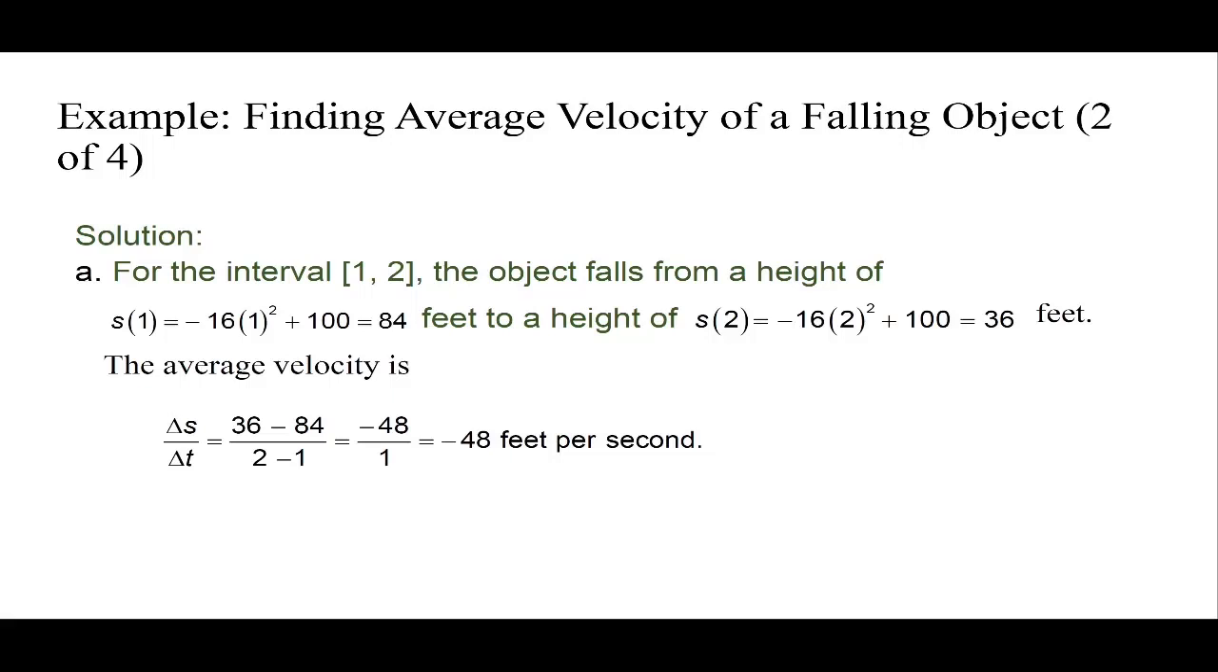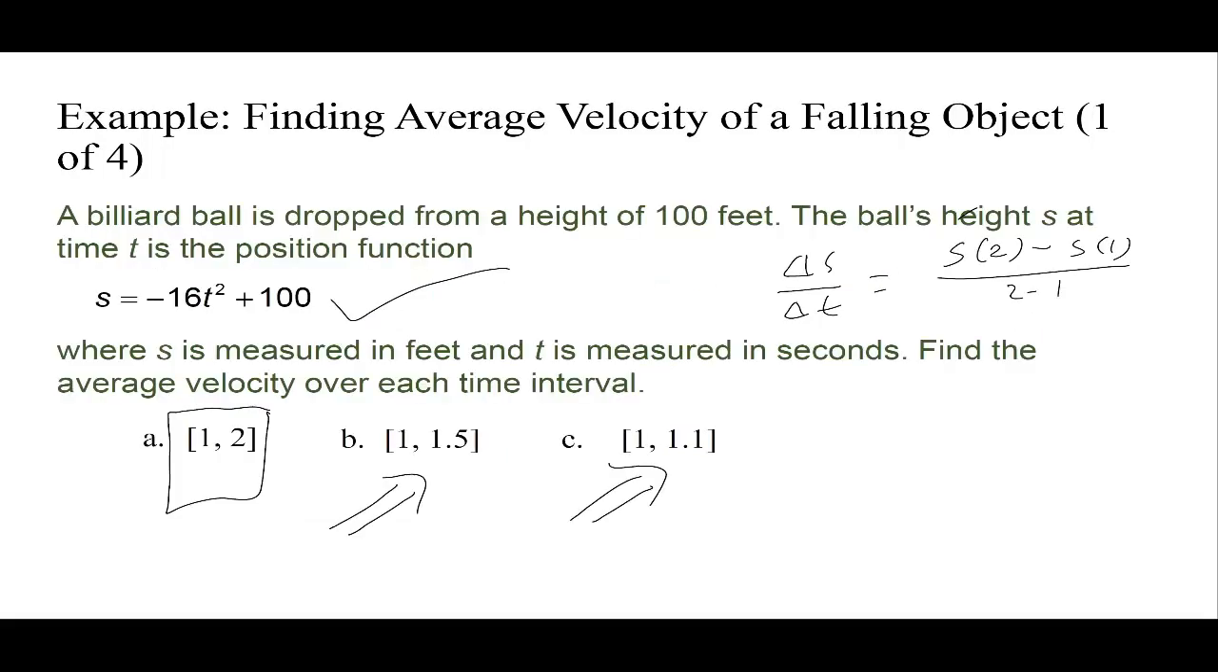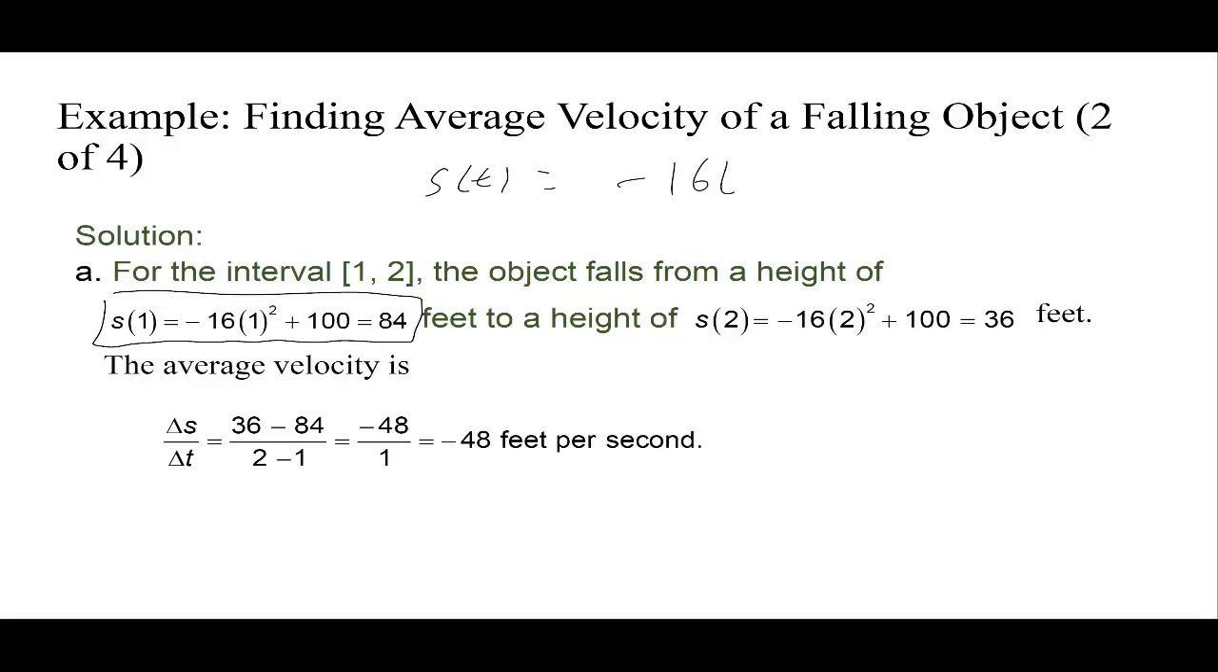If you use this position function, s of t equals negative 16 t squared plus 100, and find s of 1, just plug t equal to 1 here and t equal to 2 here. That will give you these two values, 84 and 36. And using this formula, which is s2 minus s1 over t2 minus t1, you are going to find the value is negative 48. That's the average velocity. The average velocity is negative because maybe it's going in the opposite direction, or to the left side.